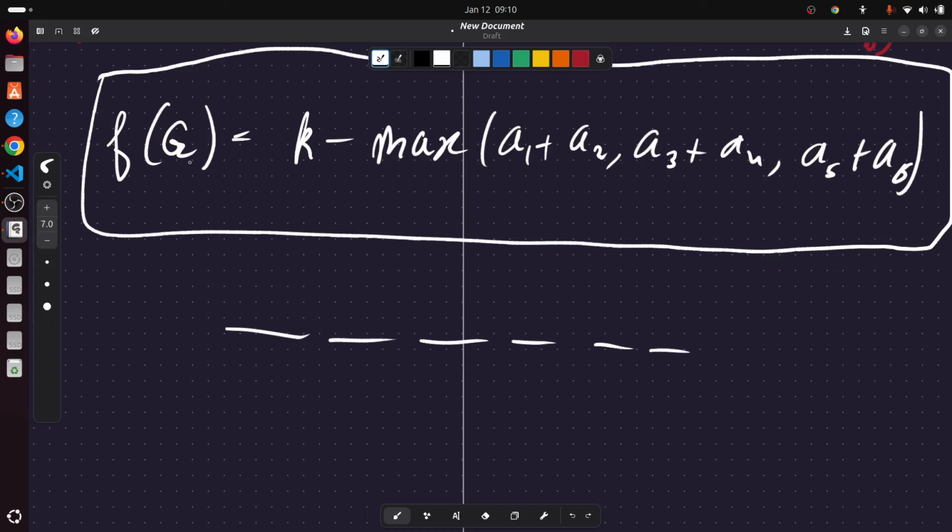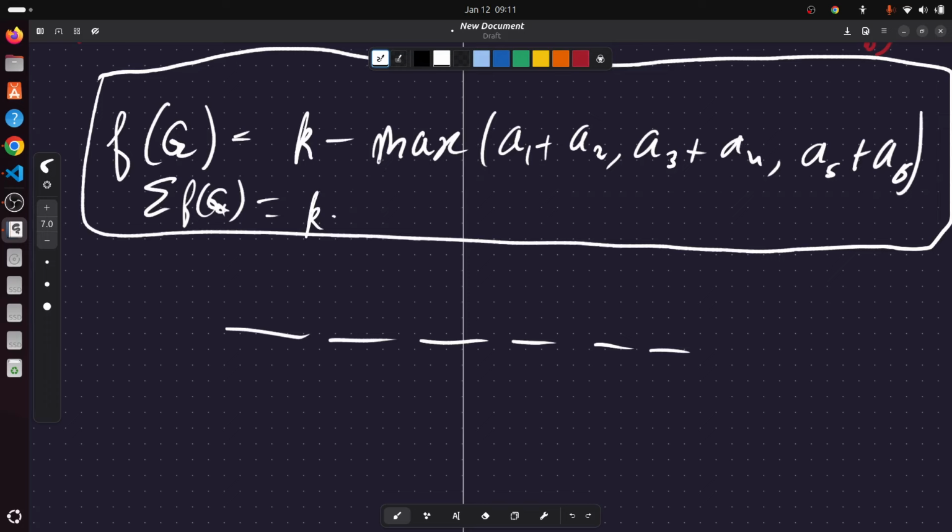So first of all, for this f of g, I have broken this into two parts, right? This first term is k, and the second term is minus max of these. So if I want to take the summation of f of g, I can simply distribute them. This k is independent of these a values, so I can write this summation of f of g as k into the number of things, and then I have to subtract the maximum and the summation of that.